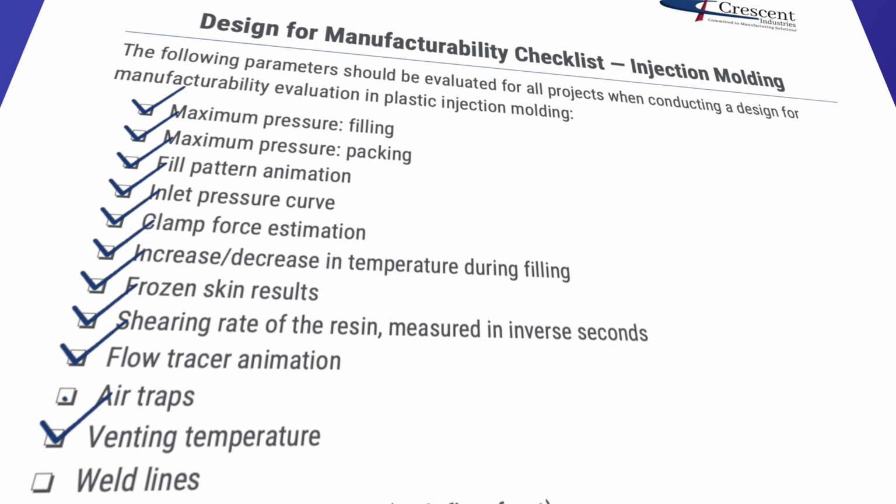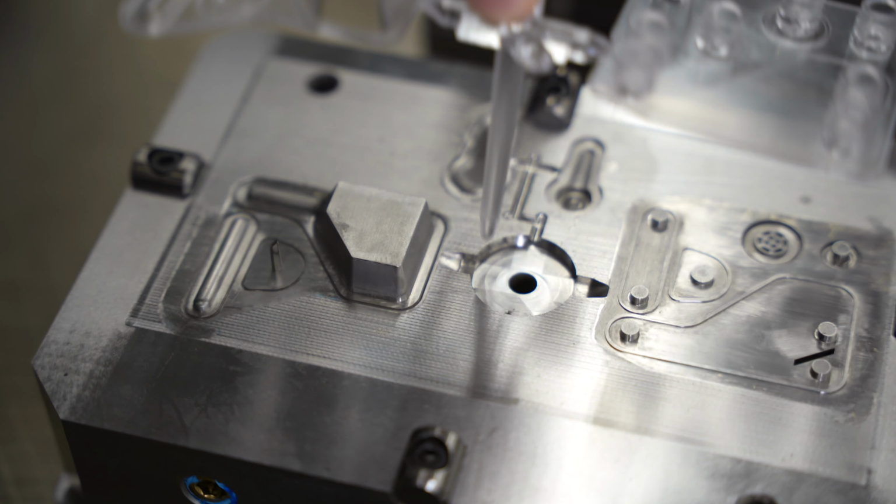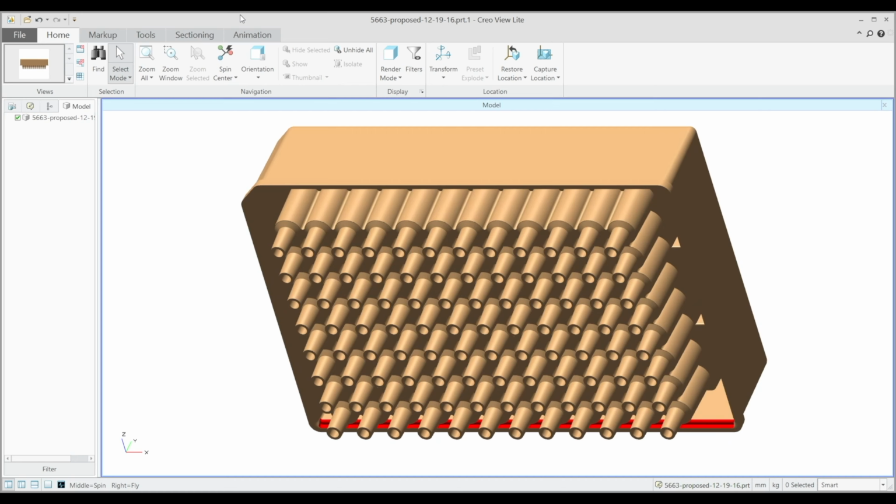Speaking of which, air traps are areas where gas becomes trapped because the molten plastic seals off escape paths like vents. And if that trapped air cannot vent properly, it gets compressed and superheated, causing burn marks and short shots. Good DFM identifies where these traps occur and corrects them with venting or gate changes.